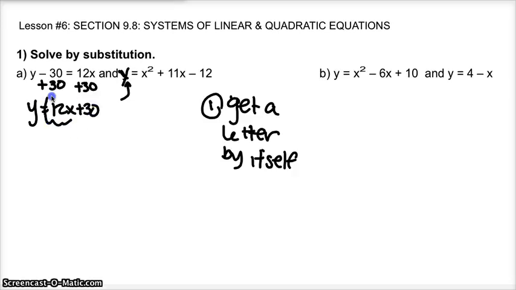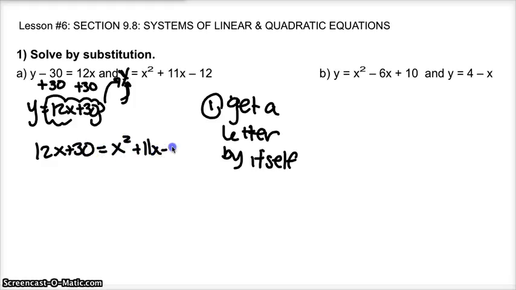Now that y equals 12x plus 30, I'm going to take out the plain y, and in its place, I'm going to replace it with what it's equivalent to. So 12x plus 30 is now equal to x squared plus 11x minus 12. This is the idea of substitution. Now we need to solve this quadratic equation.